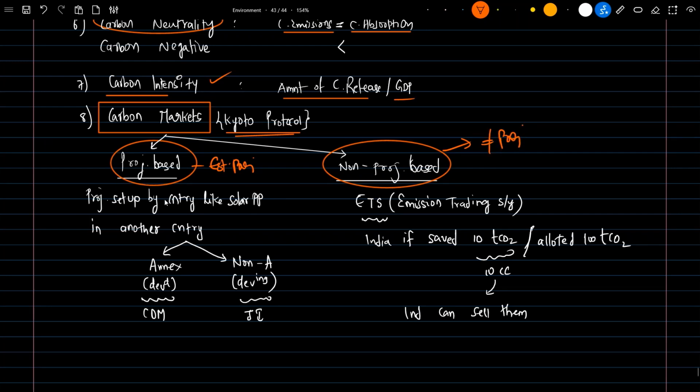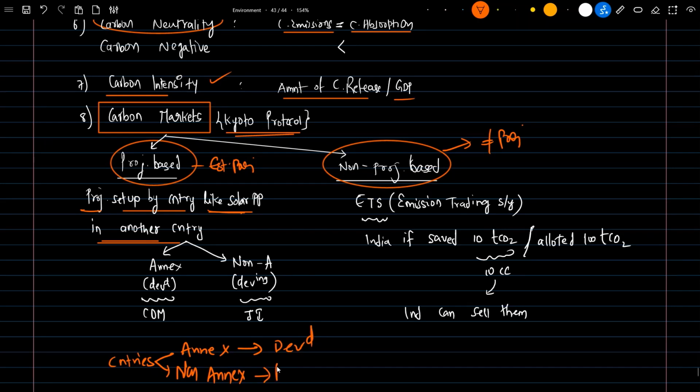So let's understand about the project. A project will be set up by a country, like, say, a solar power plant, in another country. Before understanding this, there are two types of countries that have been classified. One is annex countries, and the other is non-annex countries. Annex countries are any country that is a developed country. Non-annex countries are those called the developing countries.